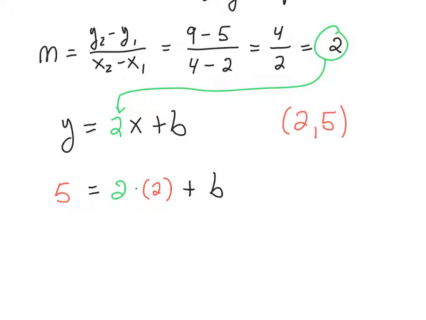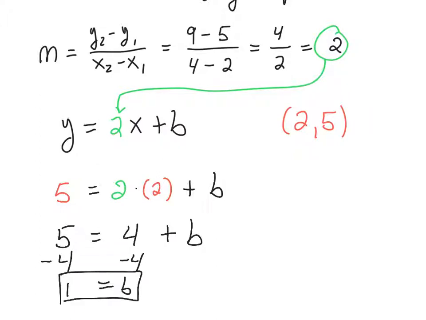And so 5 stays by itself on the left. 2 times 2 is 4. So I get 5 is equal to 4 plus b. And then if I subtract 4 on both sides, I get 1 is equal to b. Okay, so b is equal to 1. I had m is equal to 2.